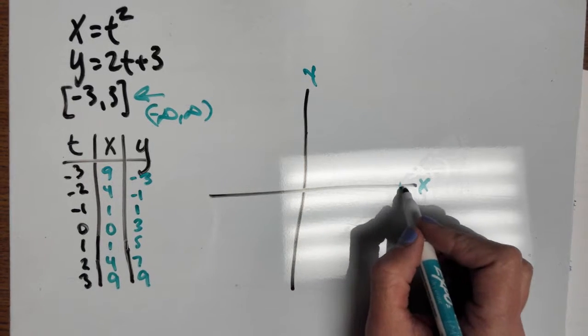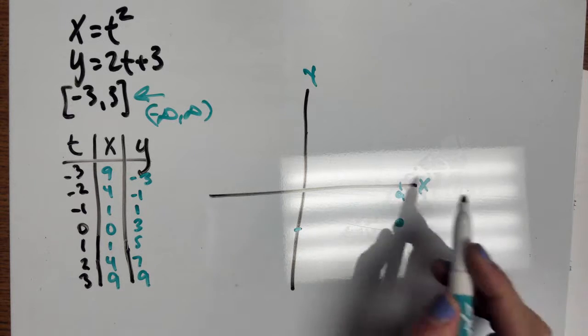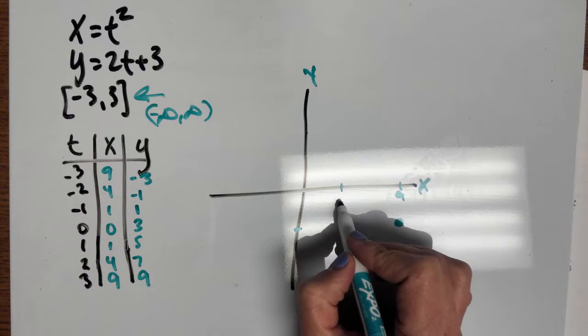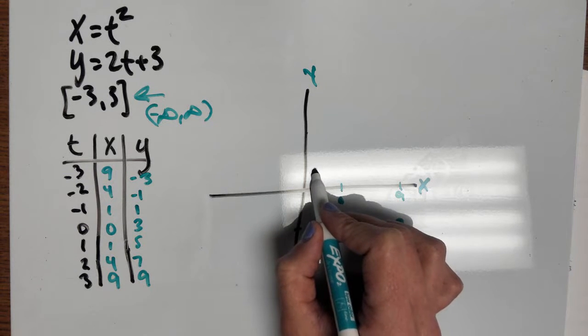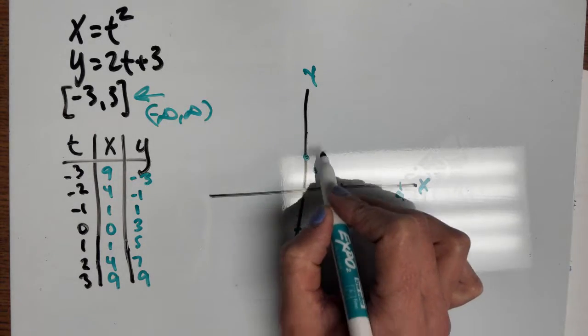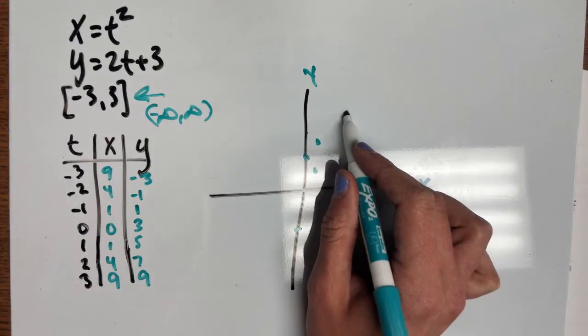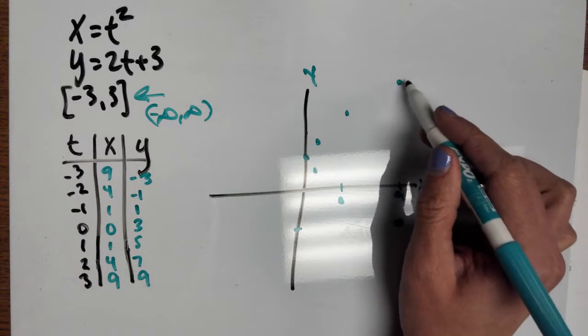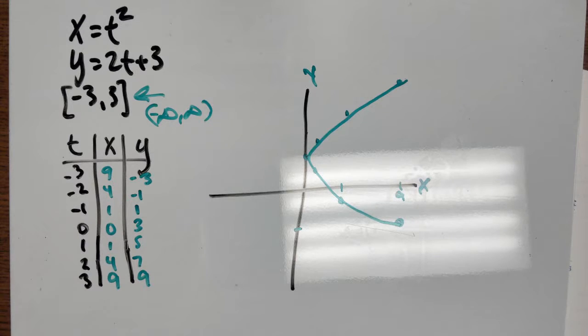So we're going to go over 9, down 3, and that's my first point. Then we're going to go over 4, down 1, 1, 1 is a point, 0, 3, and then we've got 1, 5, 4, 7, and 9, 9. So you can tell that this particle is traveling in what looks like a sideways parabola, basically.